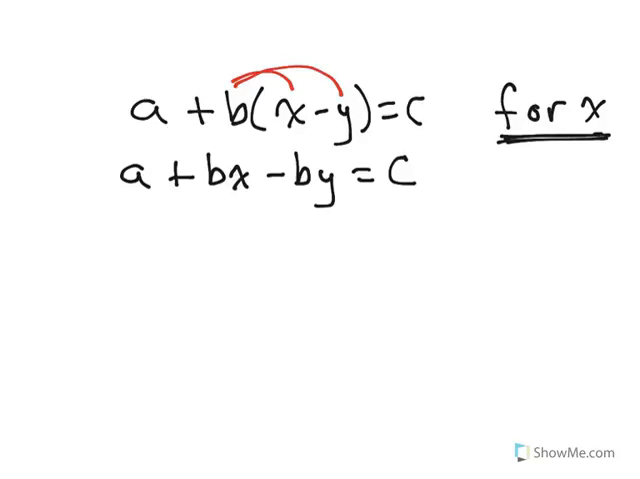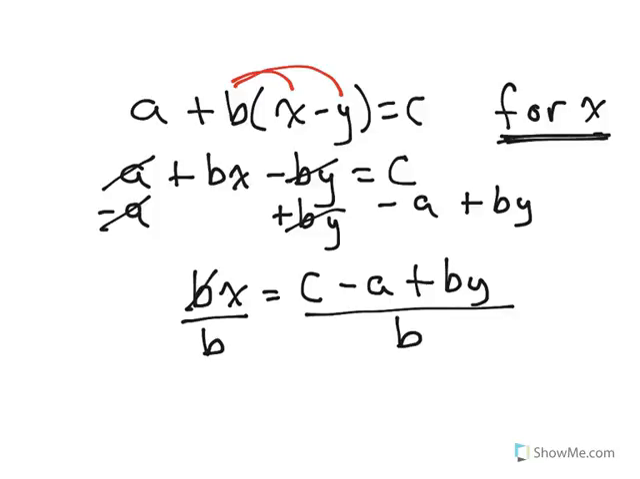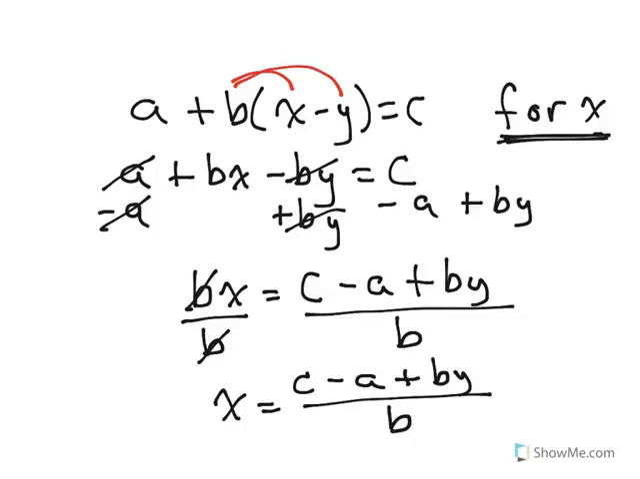To solve for x, I need to leave my variable term bx alone and get rid of the a from both sides of the equal sign, and get rid of the by from both sides of the equal sign. So I subtract a and I add by. The a's cancel out, by's cancel out, leaving just bx. And on the other side of the equal sign, I have c minus a plus by. Now I can get x alone by dividing both sides of the equal sign by b. And that leaves x equals c minus a plus by all over b.